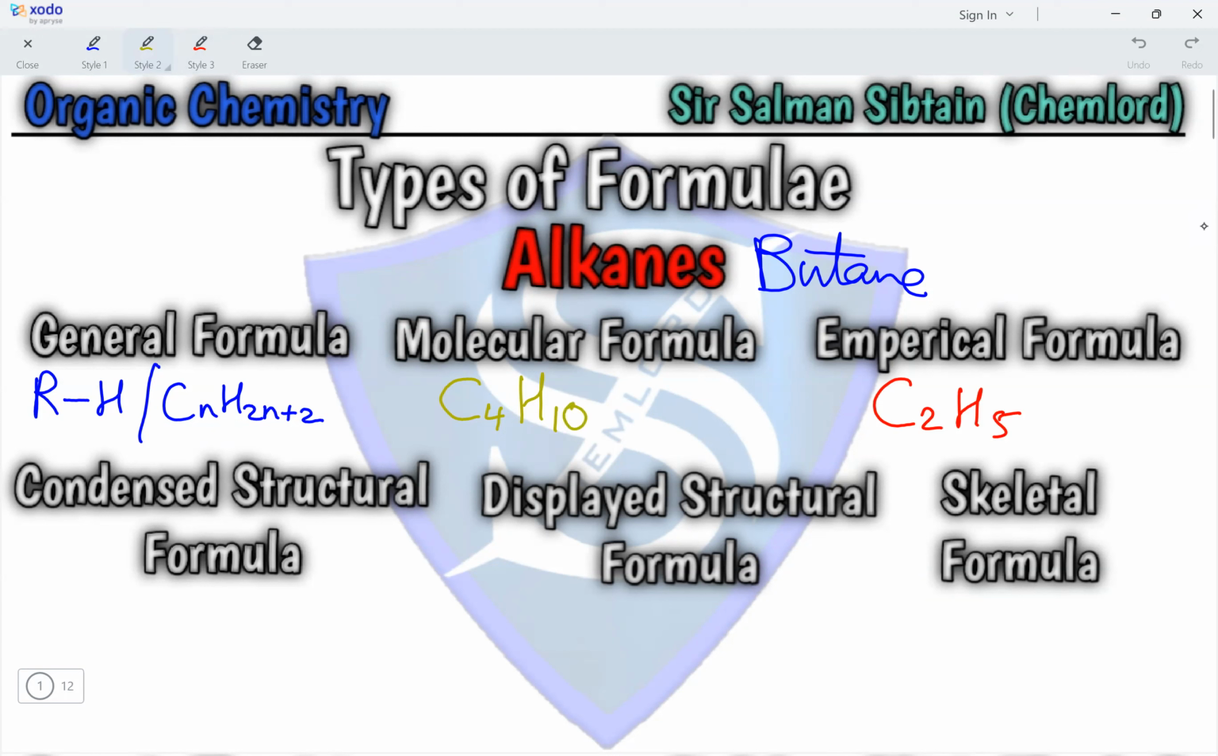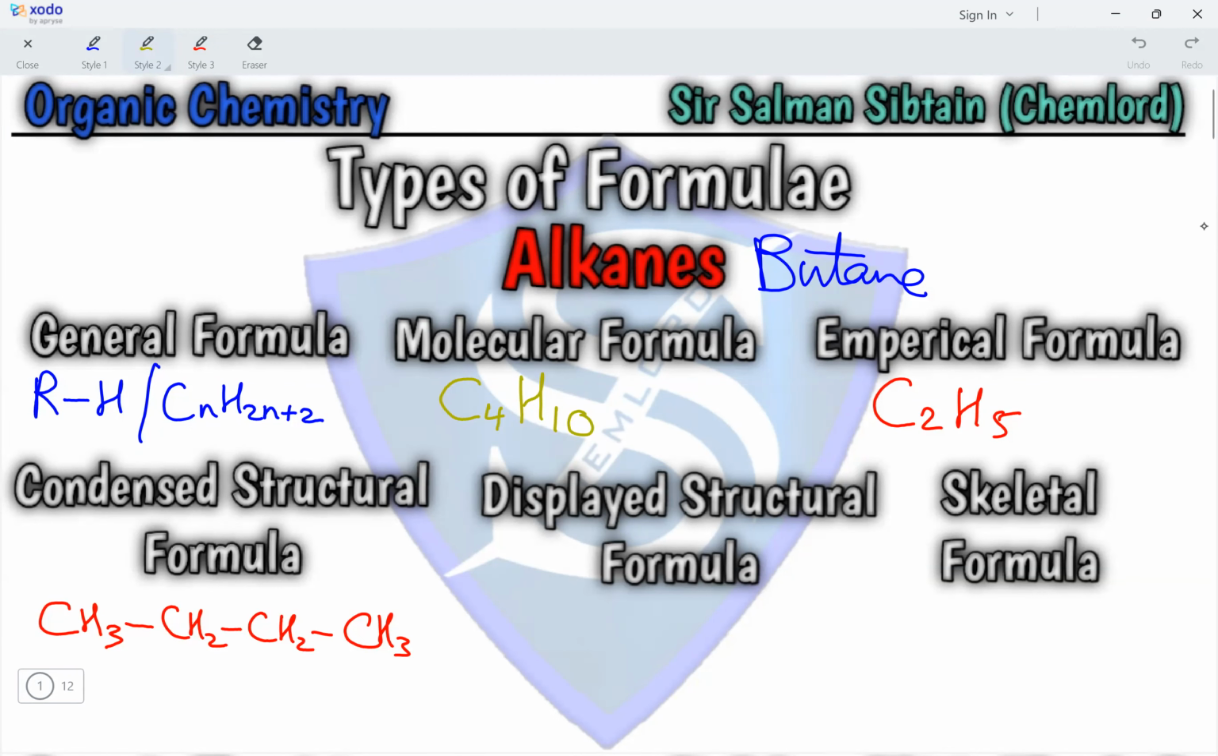Next, we will look at the condensed structural formula of butane. So we would have a CH3 group, then a CH2, then another CH2, and finally a CH3 group. So this is the condensed structural formula of butane.